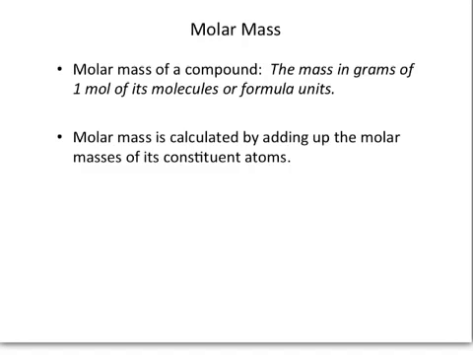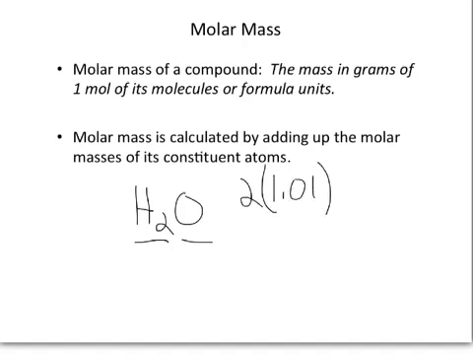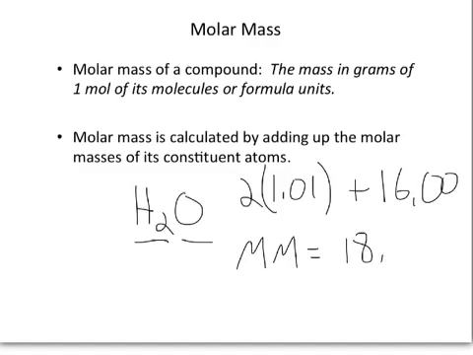If I had a molecule like water, if I had 1 mole of water molecules, that means I would have 2 times 1, so 2 moles of hydrogen atoms and 1 mole of oxygen atoms. So I'd look at the periodic table and I would see that the molar mass of hydrogen is 1.01. For every 1 mole of water, I'd have 2 moles of hydrogen and 1 mole of oxygen. So the molar mass of water would be 18.02 grams per mole.